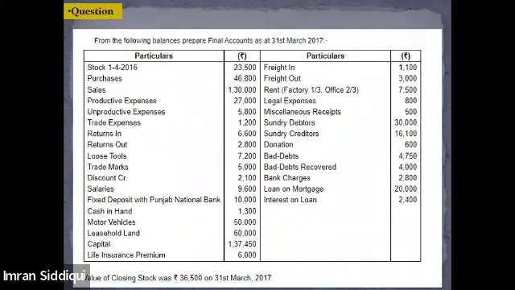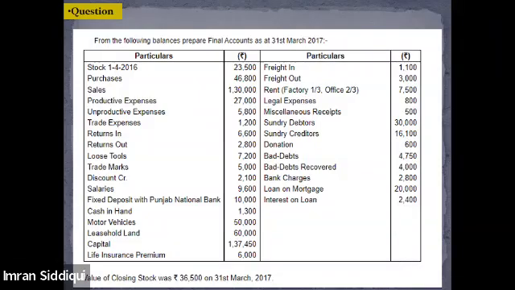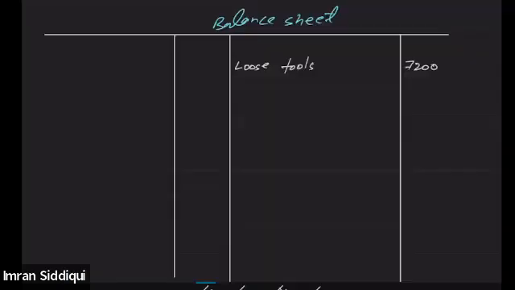Amount of loose tools were 7,200. All right. Then we have trademarks. Trademarks again, it is an intangible asset. Will be recorded in the balance sheet under the fixed asset. Anyways, I'm writing all the assets irrespective of the subheadings. Trademark is 5,000.